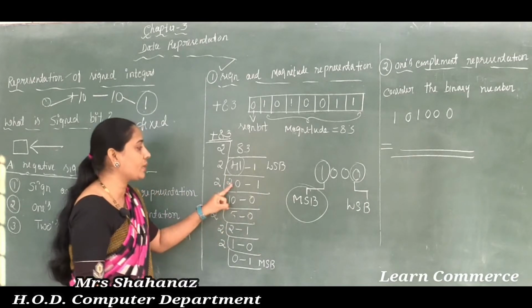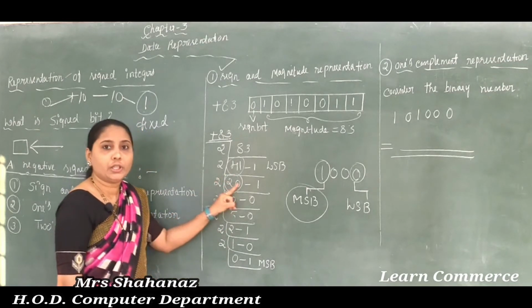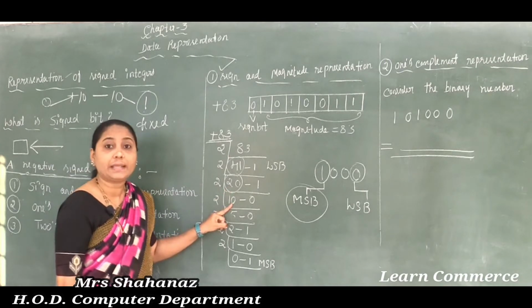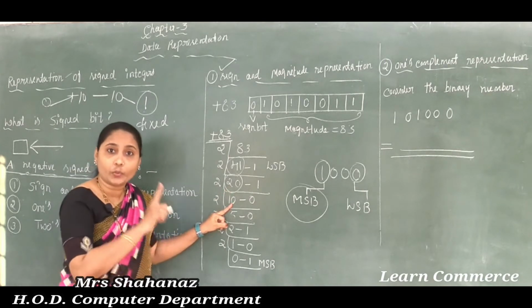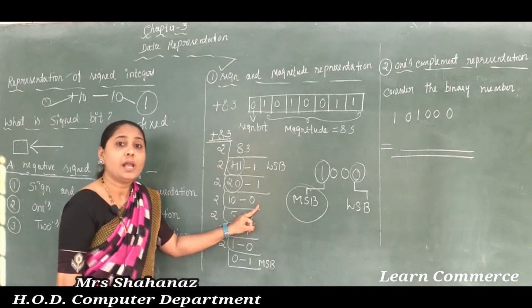Next, we need to divide that 20 by 2. It goes 10 times. 2 10s are 20, which means there is no remaining. The remaining value is equal to 0 here.